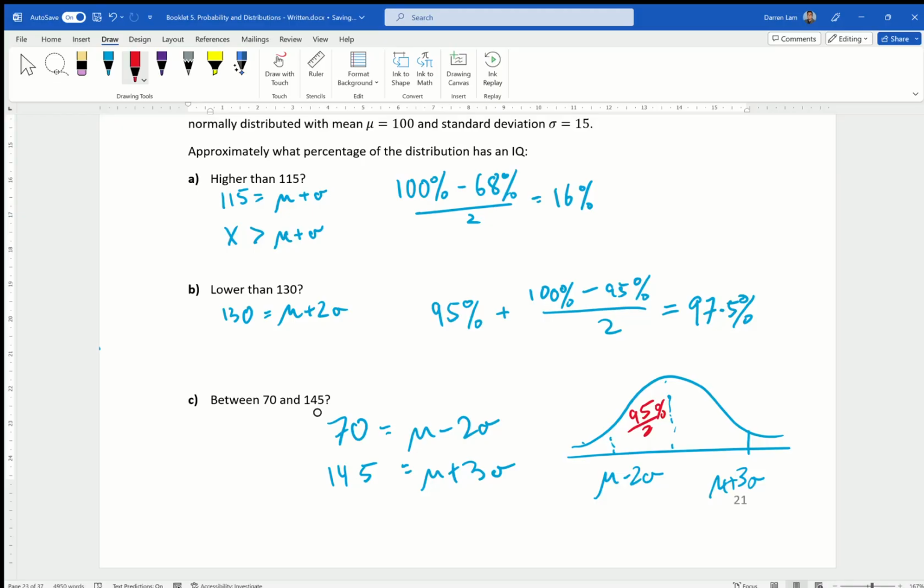I know the right-hand side is going to be half of the 99.7%, over 2. Yeah? If I add them up, of course, that adds up to 97.35%. The thing with normal distributions is that they're almost always approximate. So really what I should be writing is approximately.